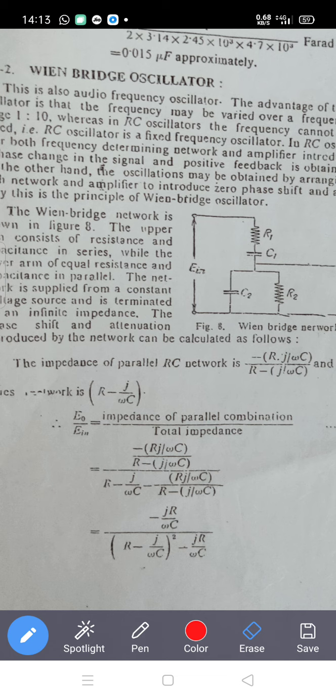The phase shift and the attenuation introduced by the network can be calculated as follows. We have to calculate the phase shift and the attenuation introduced by the network. Therefore, we have just found out the impedance of the parallel RC network.